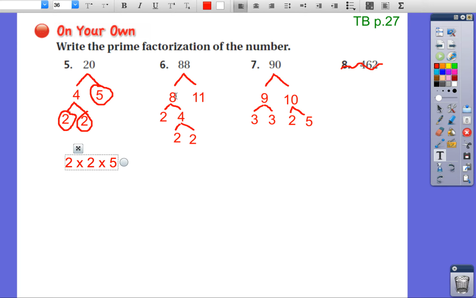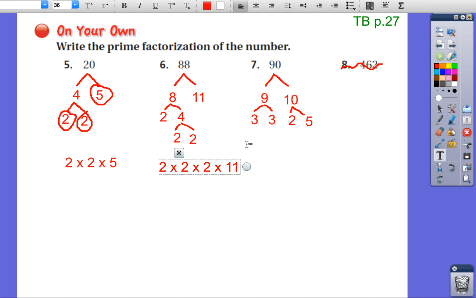Okay, taking a look at number 6, 88. I chose to use the factors 8 times 11. 11 is prime, so I stopped. 8 is composite, I kept going, and then multiplied 2 times 4 to get 8. I can then stop with the 2, but 4 is composite. I kept going until I got the 2 factors, 2 times 2. So down here, my final answer for the prime factorization of 88 is 2 times 2 times 2 times 11.